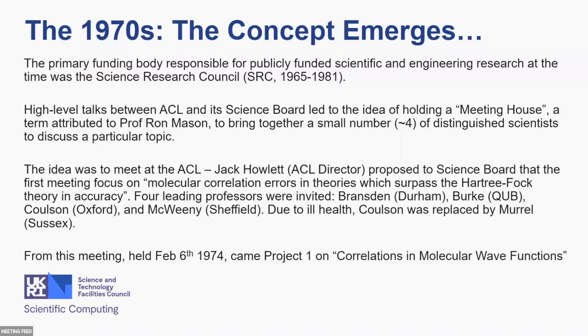This was all coordinated by Jack Howlett, who was the director of the ACL. And they proposed that they have a meeting focused on molecular correlation errors in theories which surpass the Hartree-Fock theory in accuracy. And then it brought together 4 leading professors of the day. One of them couldn't make it, which was Coulson. He was replaced by Murrell from Sussex. Some people in the audience will know who these people are. It's too long ago for me and not in my field. But they came together and came up then in February 1974 with Project One, which was supported. So this was really good.